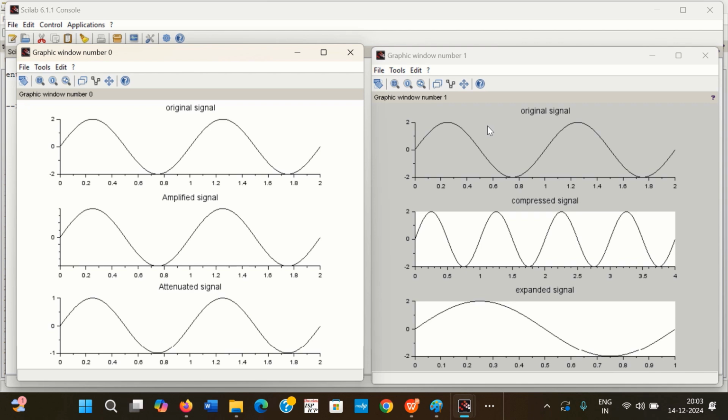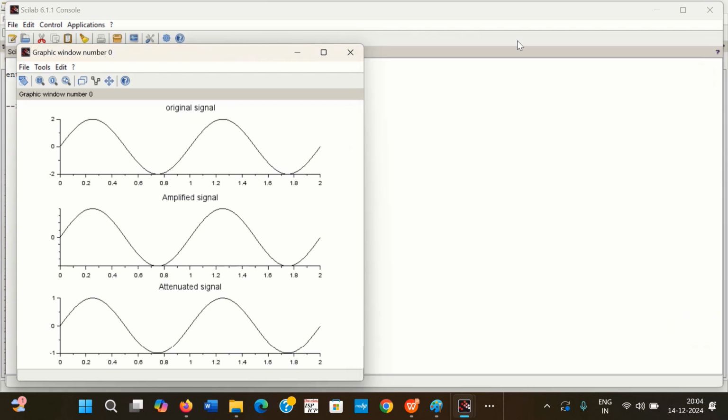Whatever appears in the original signal at some later instant, in this one that event is occurring, or that value is taken, earlier. The third one is an expanded signal. For the expanded signal, you can see that the time axis is from 0 to 1, so the signal is expanded, and it is clearly visible from this graph. However, the amplitude values from -2 to 2 remain the same. So this is about the scaling operation on the time.